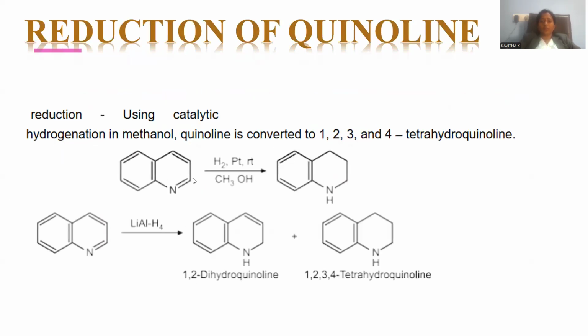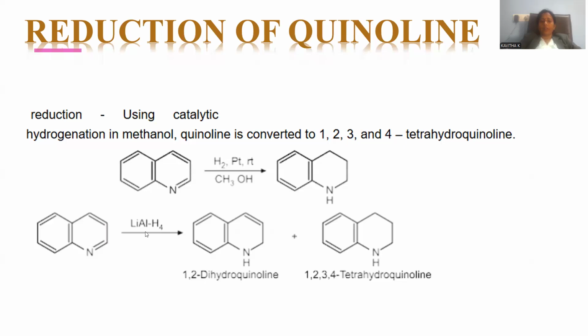Reduction of quinoline is also accomplished whenever quinoline is treated with a platinum and hydrogen mixture at room temperature in methanol as solvent. The entire heterocyclic ring will be totally reduced, giving rise to 1,2,3,4-tetrahydroquinoline as the product. If lithium aluminum hydride, a strong reducing agent, is used, there are two probabilities: one is the dihydro and the other is the tetrahydro. Both products will be obtained as a mixture of two. But platinum and hydrogen give rise to the tetrahydrogenated product.